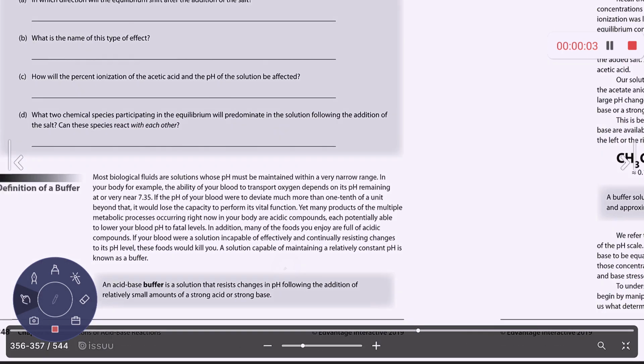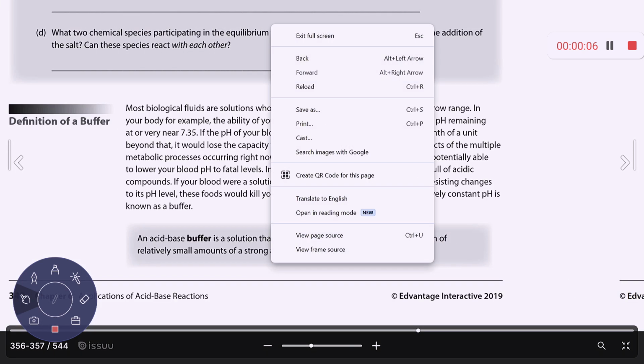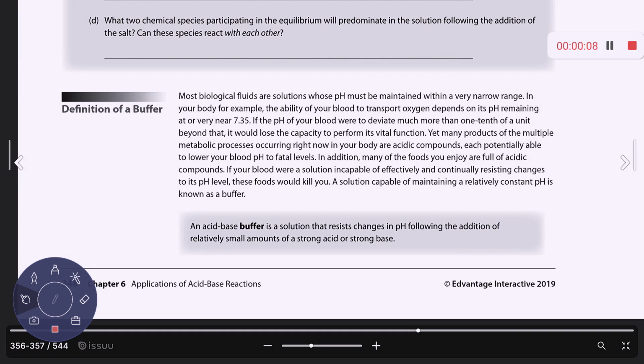So 6.2, this is about buffers. I would recommend going through this and reading this, and I'm going to give you the highlights. So let's start with, most biological fluids are going to be solutions, so they're dissolved in water, and their pH pretty much has to be maintained in order for things to survive. And a solution that can maintain a constant pH is known as a buffer.